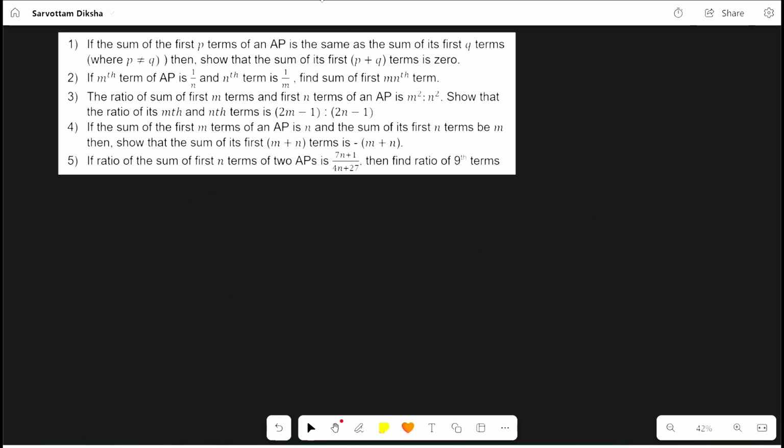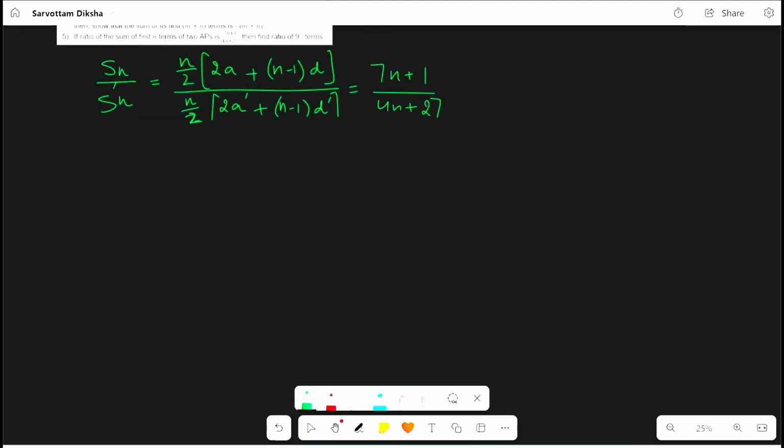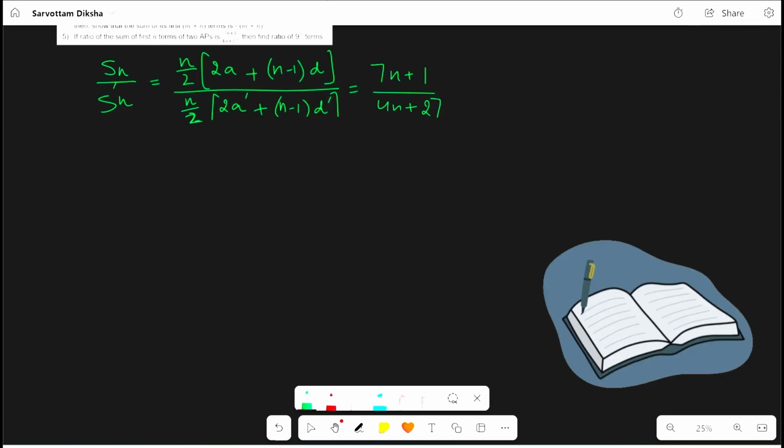Coming over to fifth question, this is little different from whatever we have done so far. Here we have two different APs. So this is what they have given to me. Since there are two APs, I have taken A dash and D dash as first term and the common difference for second AP. Start writing the things what you have to find and what they have given. Then only you can get it. You can't do it in your head.